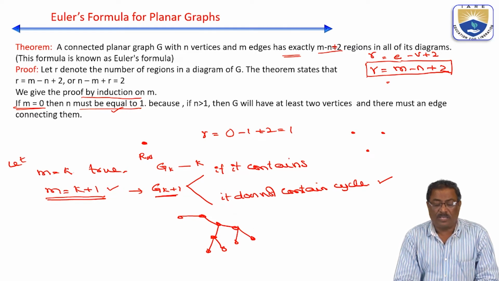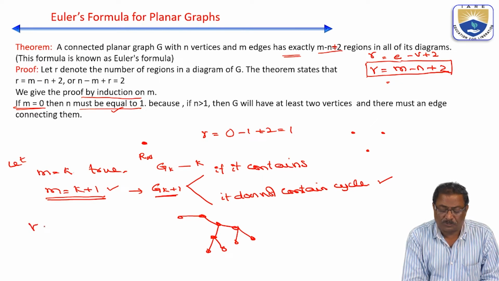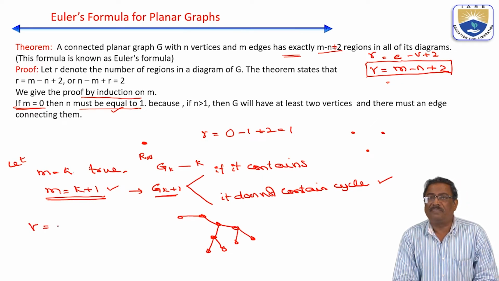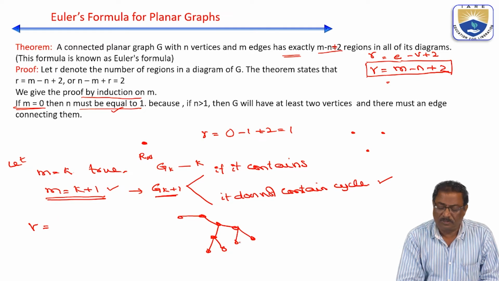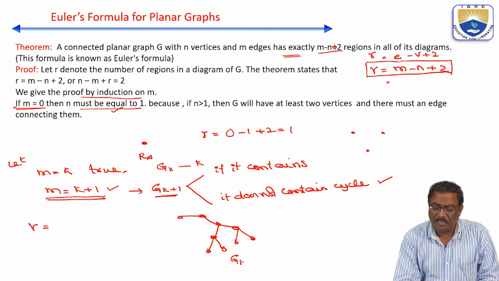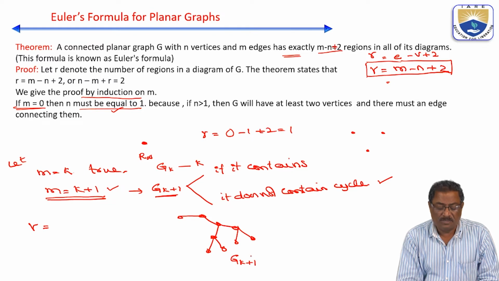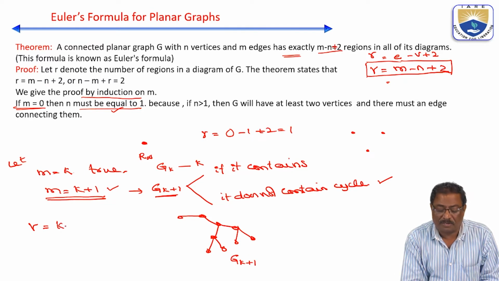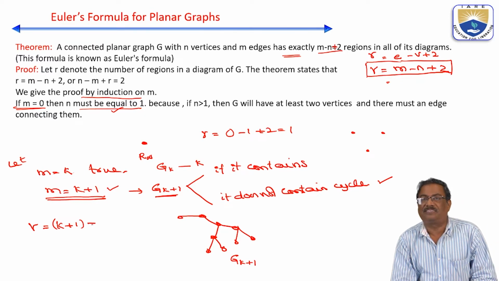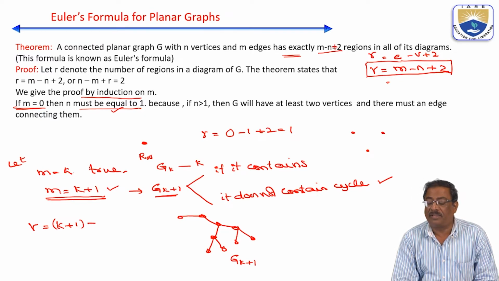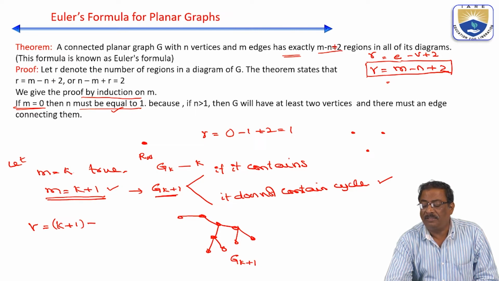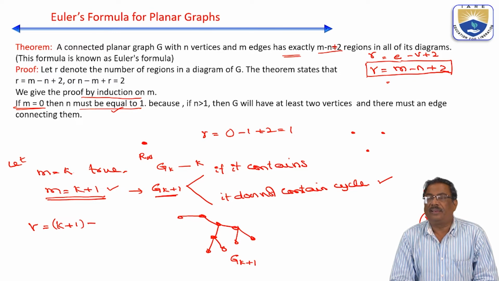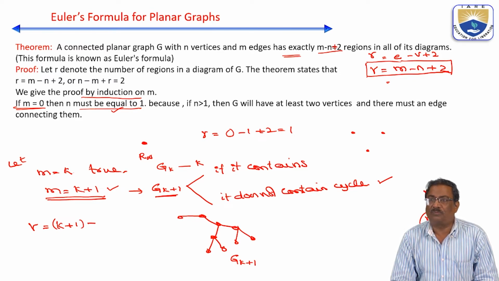or not. So here r is equal to... m is nothing but the number of edges. So here we are going to consider k plus 1 edges. So I am going to take m as k plus 1. And how many vertices does it have? Any tree, if it has n vertices, then it has n minus 1 edges. Any tree, number of vertices minus 1, that many edges will be there.